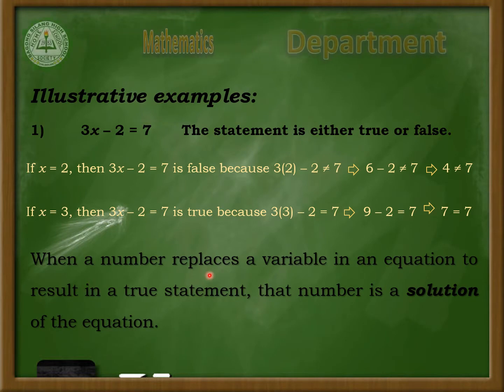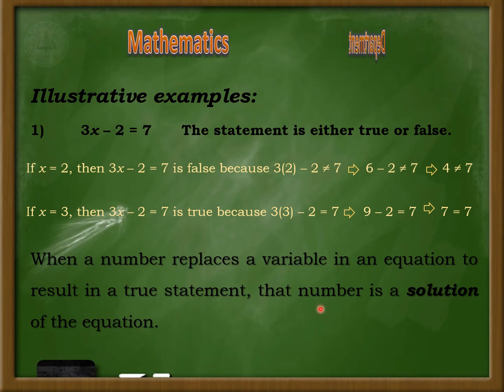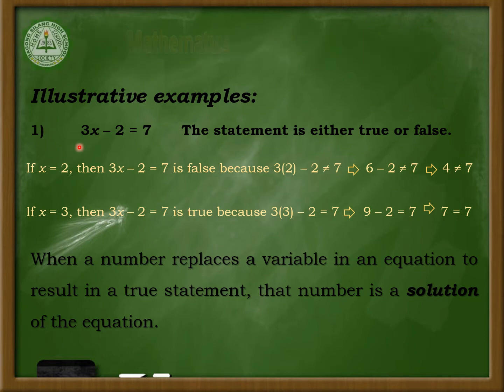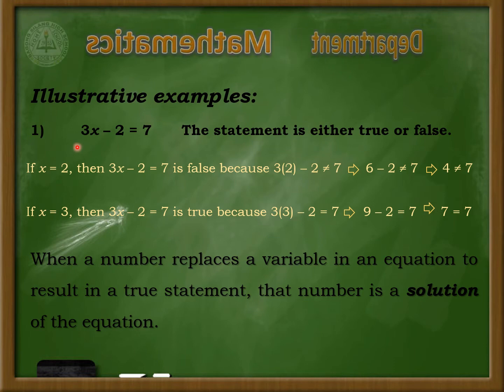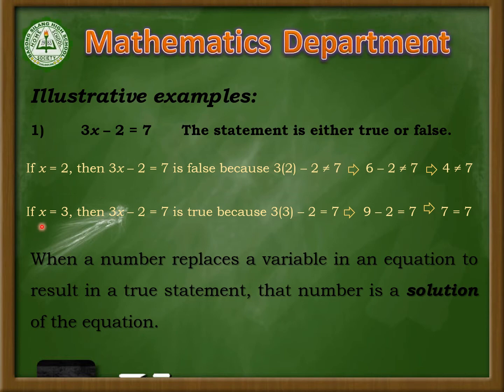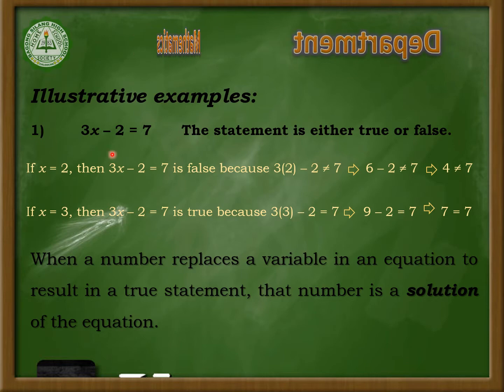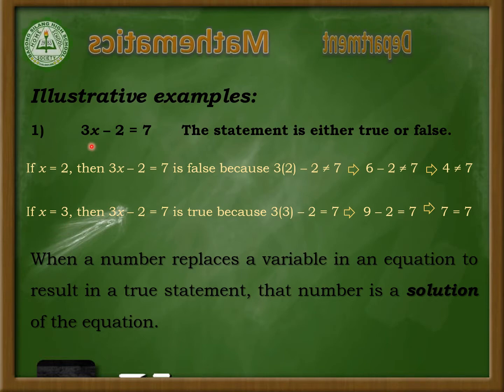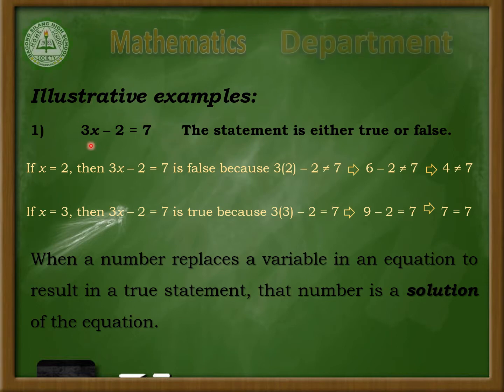When a number replaces a variable in an equation to result in a true statement, that number is a solution of the equation. Say it seems like a problem: 3 times a number minus 2 equals 7. So what is the solution for that problem? To find the solution, first you have to set arbitrary values for x to satisfy that equation. Therefore, 3 is the solution for that equation because it satisfies the equation or the statement.